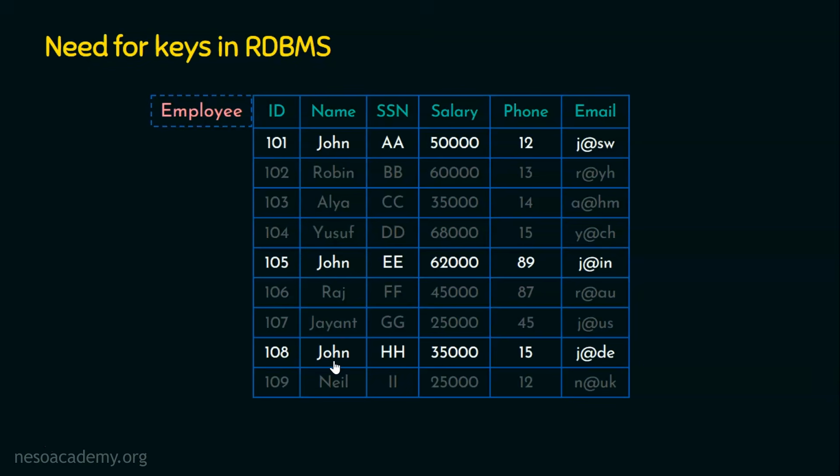Do I want all the Johns' salaries to be incremented? No, actually I wanted 105 John's salary to be incremented. But what did I tell the database to do? I instructed the database to increment the salary of John by 10%. But all 3 Johns' salaries will be incremented by 10% if I provide a query by referring to the name of the employee, which is John.